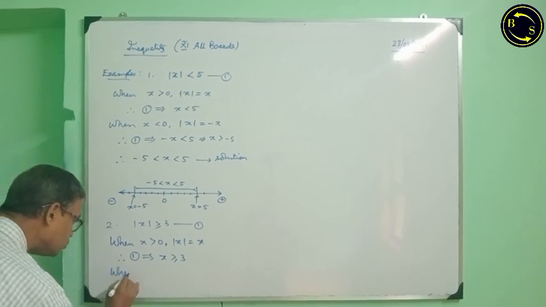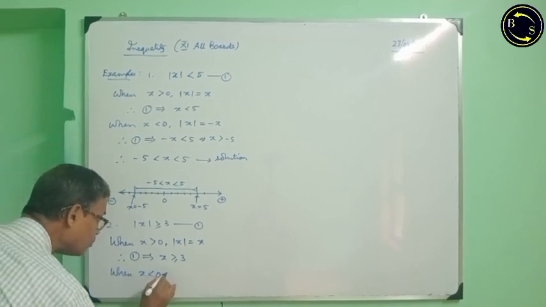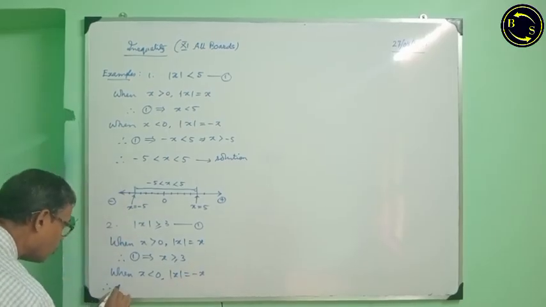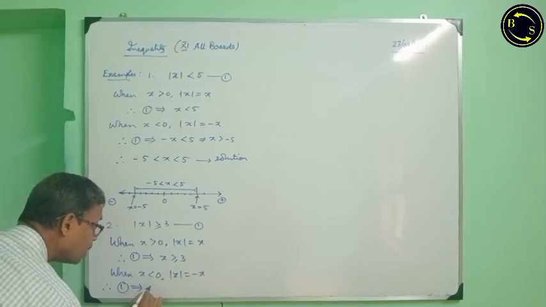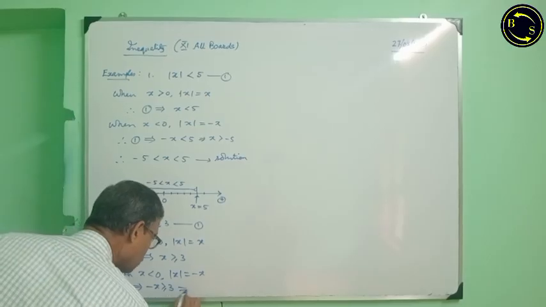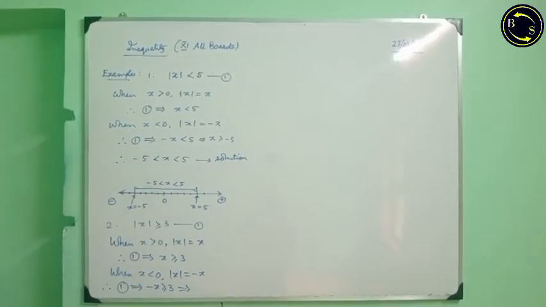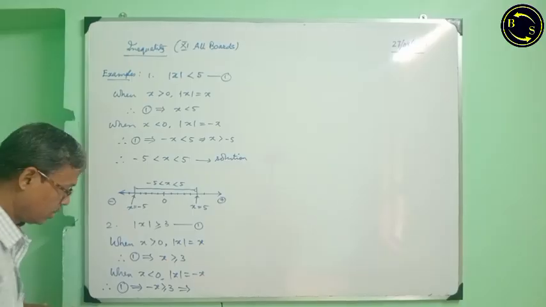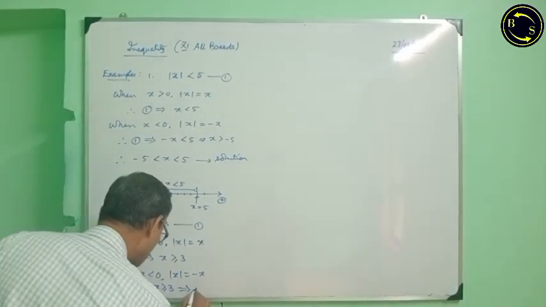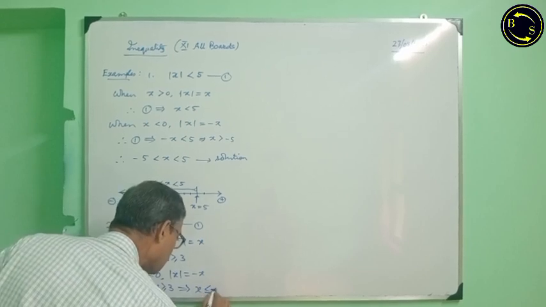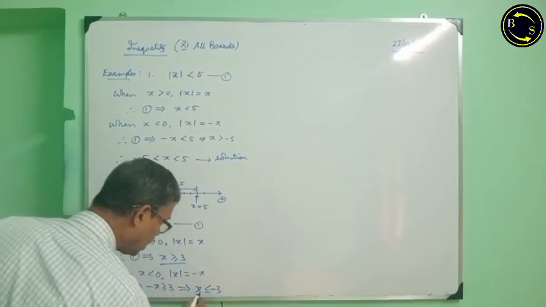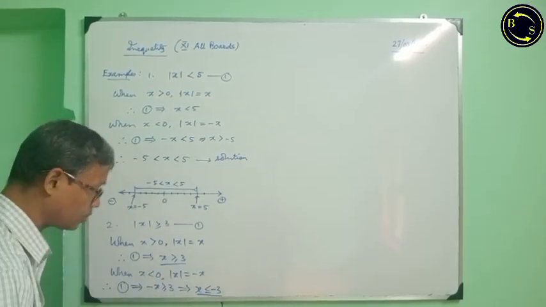When x less than 0, mod x equal to minus x. Therefore, from 1 we get minus x greater than or equal to 3. Now we multiply minus 1 both sides to get x. In that case, the inequality sign will reverse. Therefore, x less than or equal to minus 3. Thus, finally we get x greater than or equal to 3 and x less than or equal to minus 3.